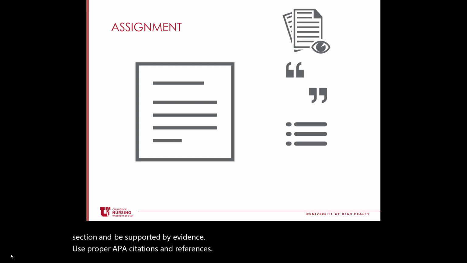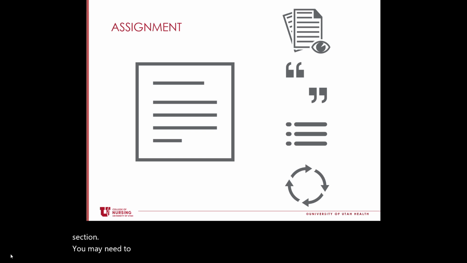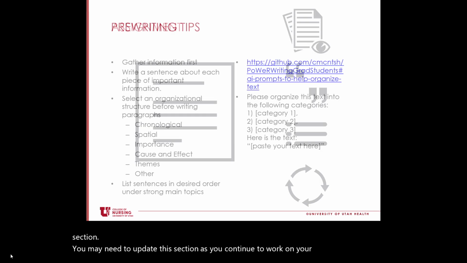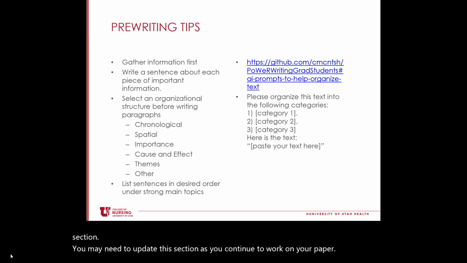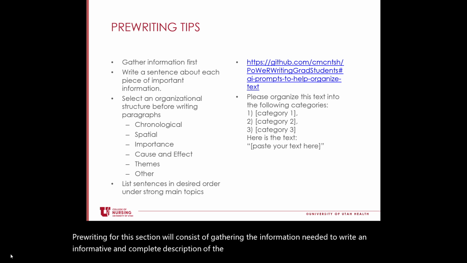It is suggested you gather most, if not all, of your evidence before you try writing the text of this section. You may need to update this section as you continue to work on your paper. Pre-writing for this section will consist of gathering the information needed to write an informative and complete description of the literature related to the problem.